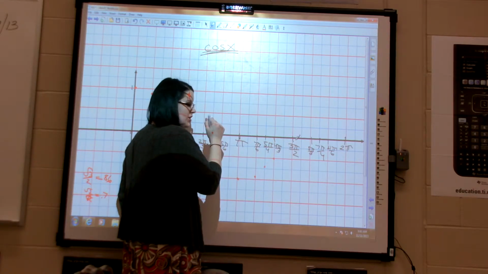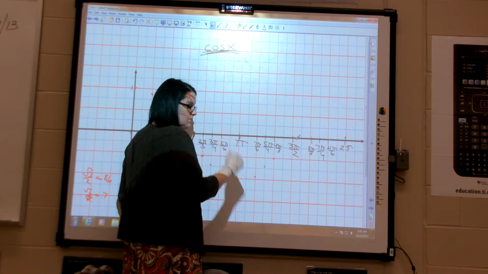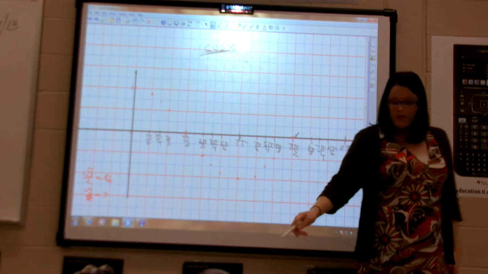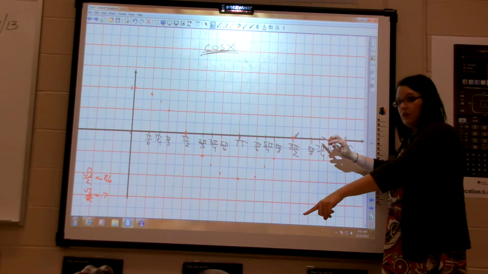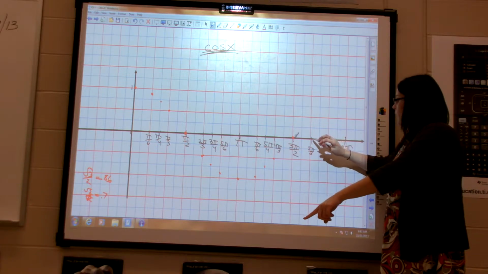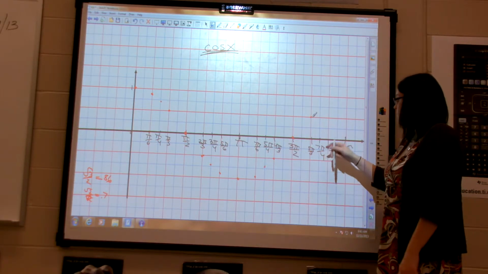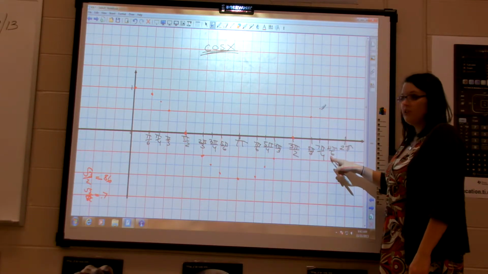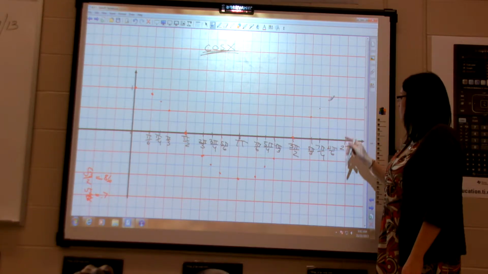3 pi over 2, cosine is 0. 5 pi over 3, so almost done here. What is cosine of 5 pi over 3? It's 1 half. How about 7 pi over 4? Square root of 2 over 2. 11 pi over 6? Square root of 3 over 2. And 2 pi.